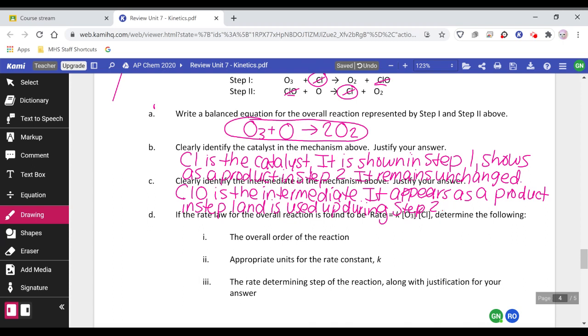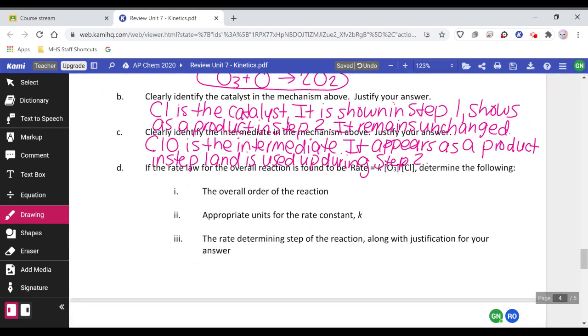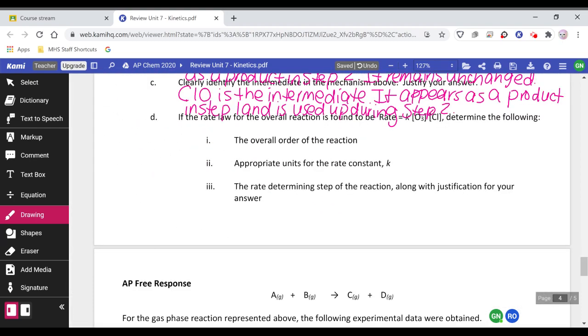Okay. Part D, if the rate law for the overall reaction is found to be rate equals K times concentration of O3 times concentration of chlorine, determine the following. What's the overall order of reaction? 2. Yeah, so we have an understood 1 for each of those. So our overall is 2.